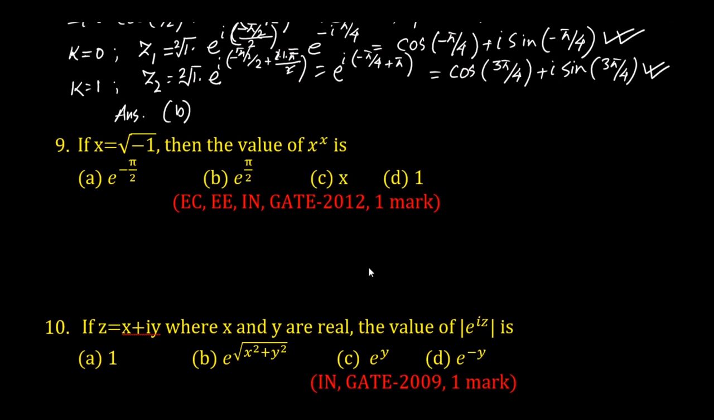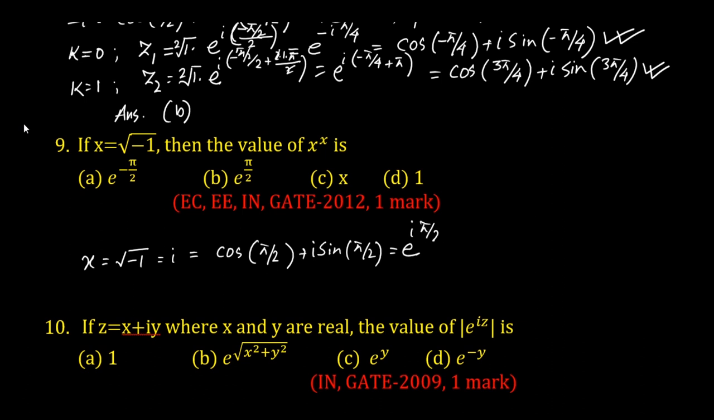The next one. If x is equal to the square root of minus 1, then what is x to the power x? It's a very popular and very easy problem. Actually, x is equal to the square root of minus 1, that means i. So I can write this as cos pi by 2 plus i sine pi by 2, that means e to the power i pi by 2 by Euler's formula. Therefore x to the power x is i to the power i, that means e to the power i pi by 2, whole to the power i, that means e to the power i squared pi by 2, that means e to the power minus pi by 2.